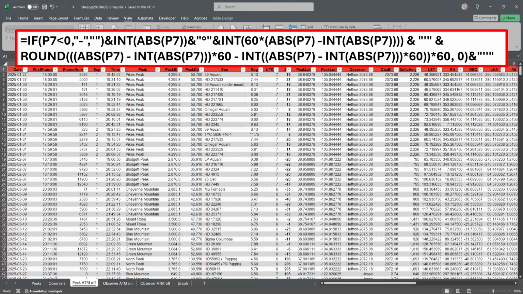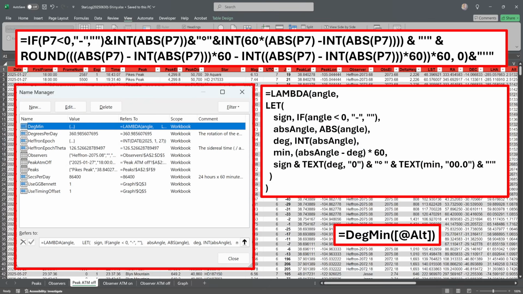What you could do is use the name manager in Excel to write a lambda function that does it much more cleanly. And then the formula you put into the cell is just, degrees, minutes of this altitude parameter. Yeah, so that calmed me down nicely.